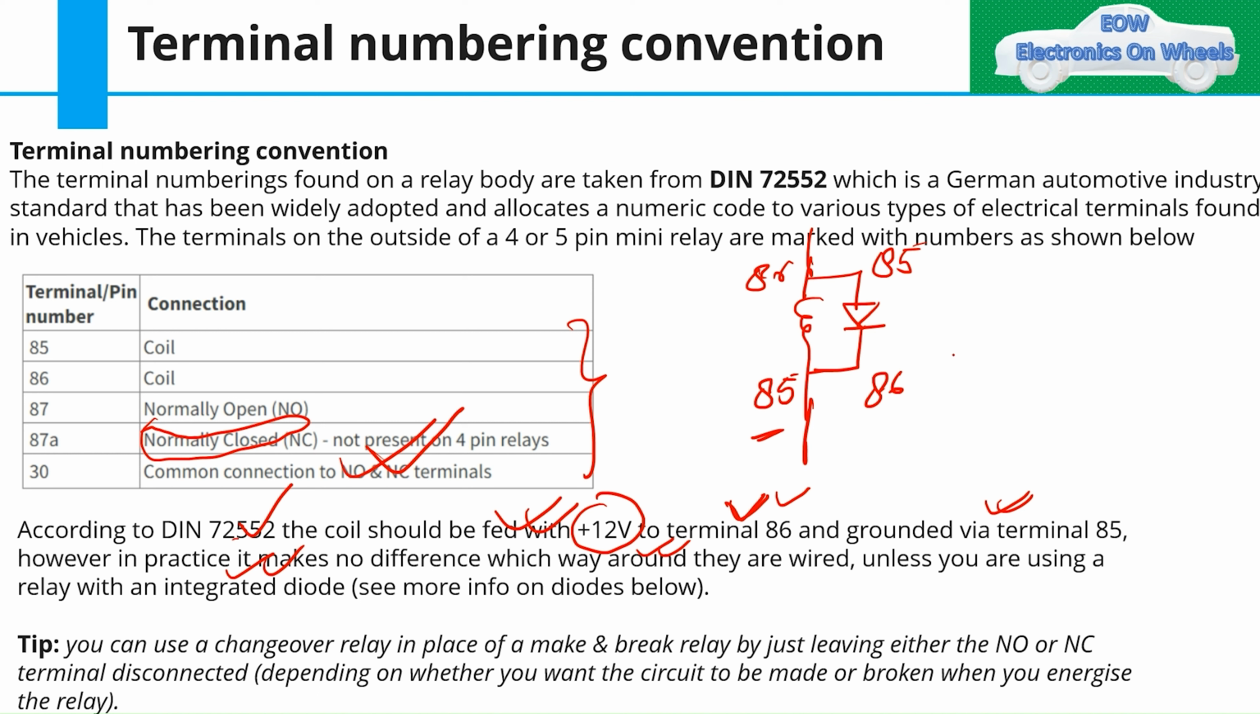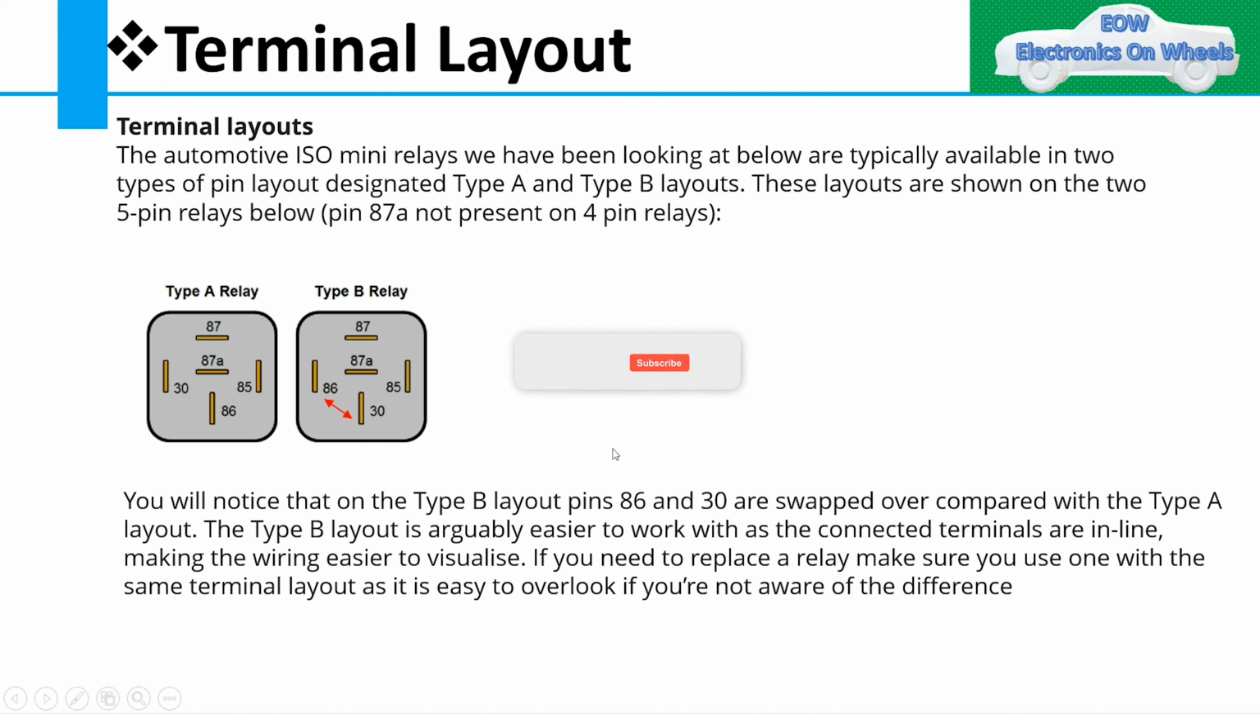Suppose you have a relay base of 5 pin, where you can use your 5 pin relay only, and you have the requirement of using a 4 pin relay, correct? So it doesn't matter that you should go with the 4 pin relay only. You can go with the 5 pin relay also. You should not use this connection, that's it, 87A. Let's move to the terminal layout.